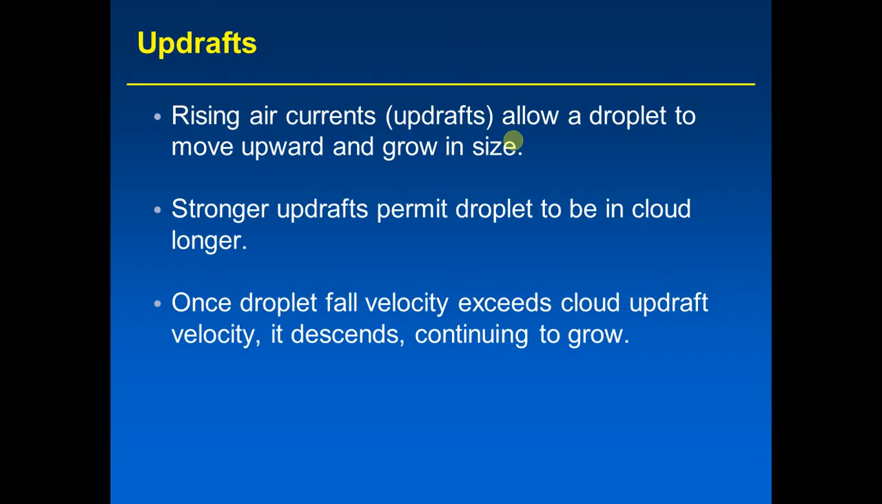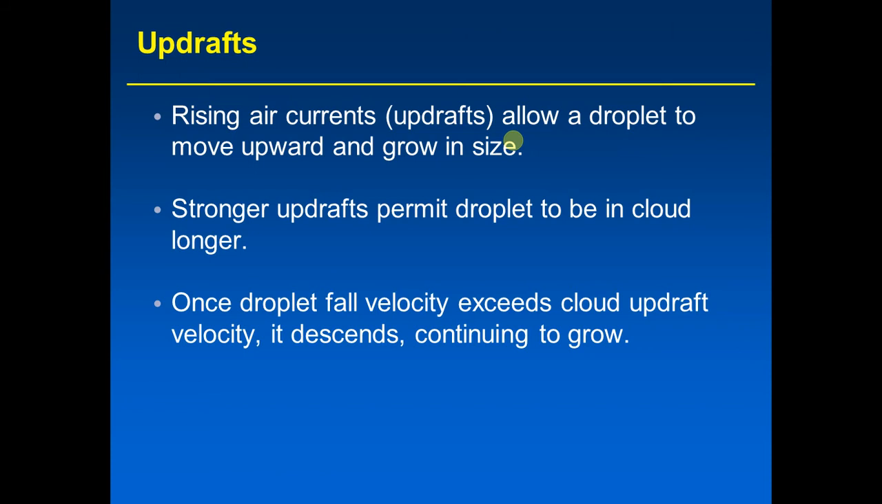Now, updrafts are really important to enable droplets to grow larger. It turns out there's a relationship between updraft speed in a cloud and the size of the raindrops, in fact. Rising air currents are updrafts. That's all they are, okay? And they allow a droplet to move upward and grow in size. Stronger updrafts permit the droplet to be in the cloud longer and grow larger.